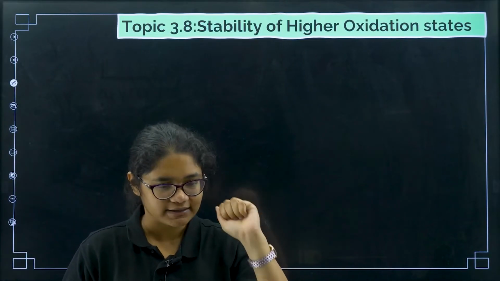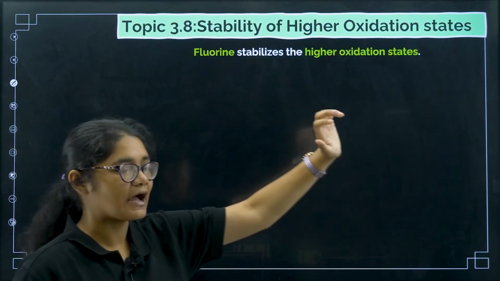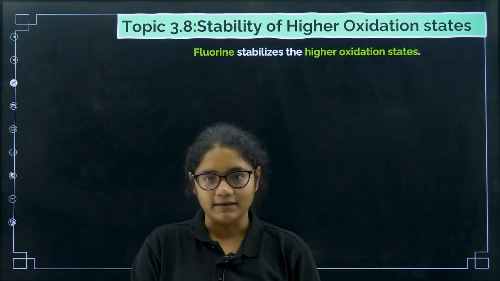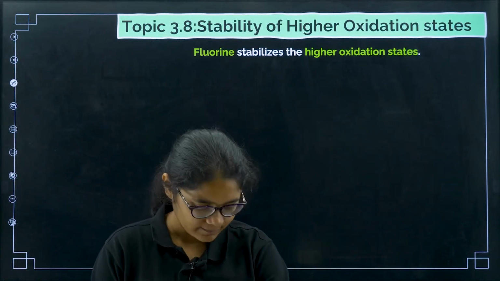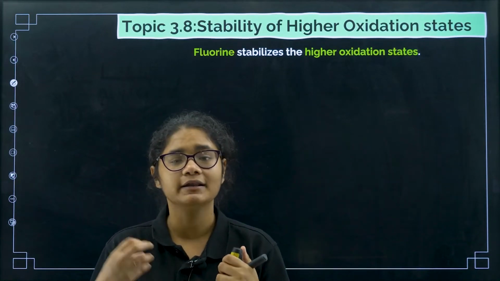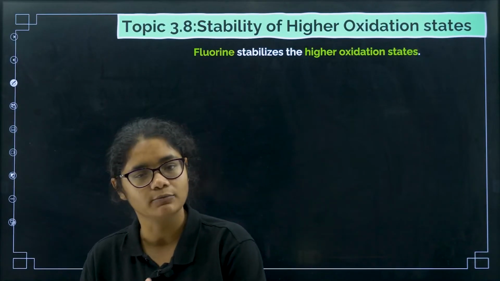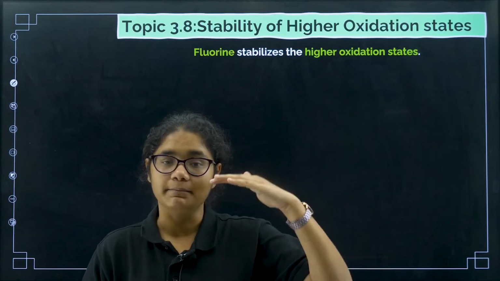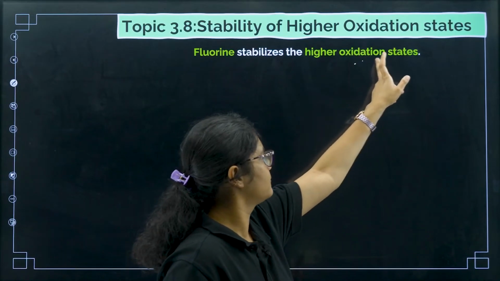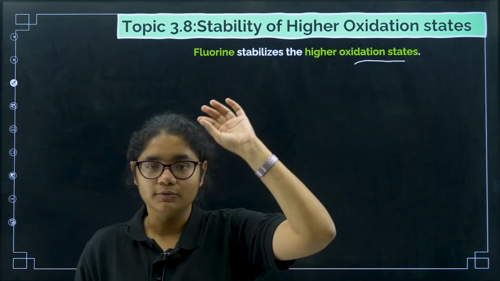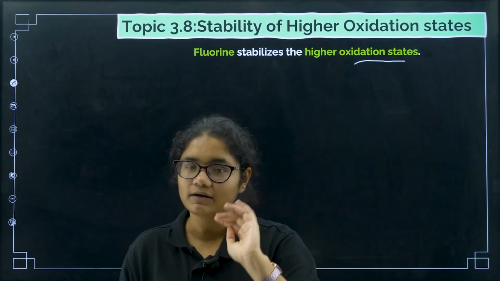Here also we will learn a very easily simplified version. First of all, the statement is that fluorine stabilizes the higher oxidation state. Now see, we just understood that metal can exist in a lot of oxidation states, right? So when a metal can be present in a number of oxidation states, there will be some higher oxidation states and some lower oxidation states. It is found that when the metal is in the higher oxidation states, it forms a bond with fluorine. So when the metal is in the higher oxidation states, it binds with fluorine. There is one more element, we will talk about it later.